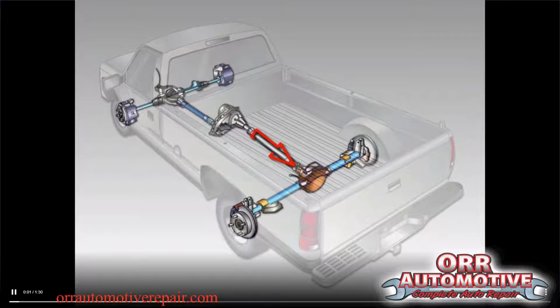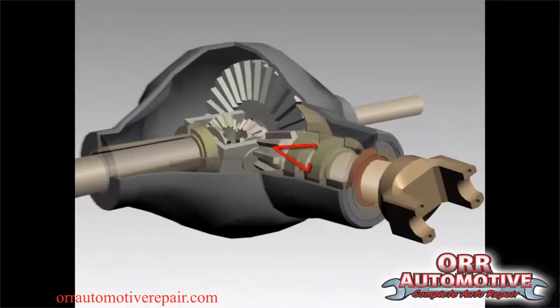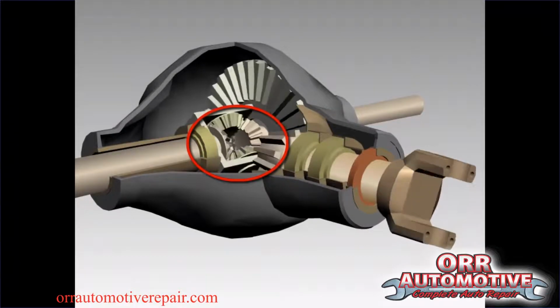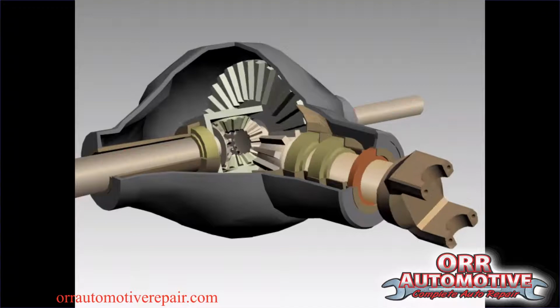The rear differential transmits torque from the transmission to the rear wheels of the vehicle. The rear differential normally consists of a pinion gear, a ring gear, 2 spider gears, and 2 side gears. The 2 side gears are connected to the axles, which drive the rear wheels.